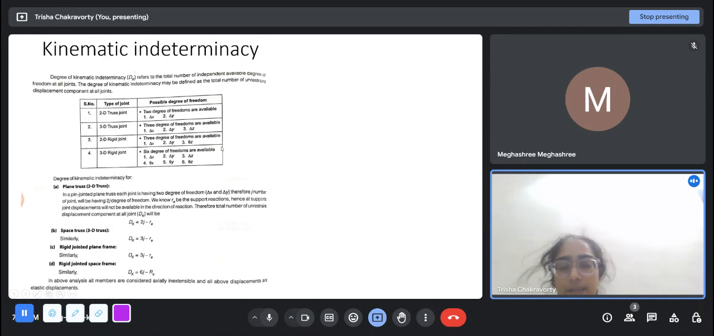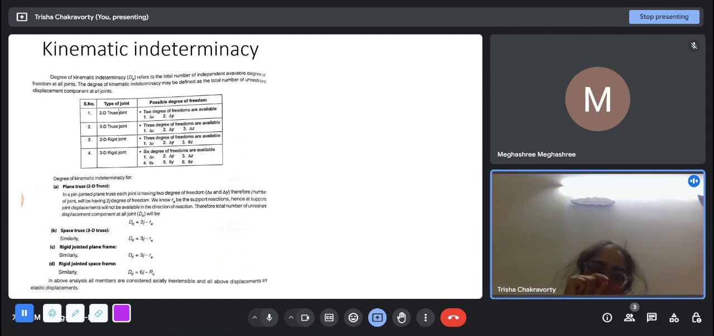This is kinematic indeterminacy. Degree of kinematic indeterminacy refers to the total number of independent available degrees of freedom at all joints. So basically, for example, in a 2D truss joint, there are only two kinds of displacement it can have, right? In the x direction and y direction. So these are also called the degrees of freedom. So every node in a 2D truss has 2 degrees of freedom, delta x and delta y.